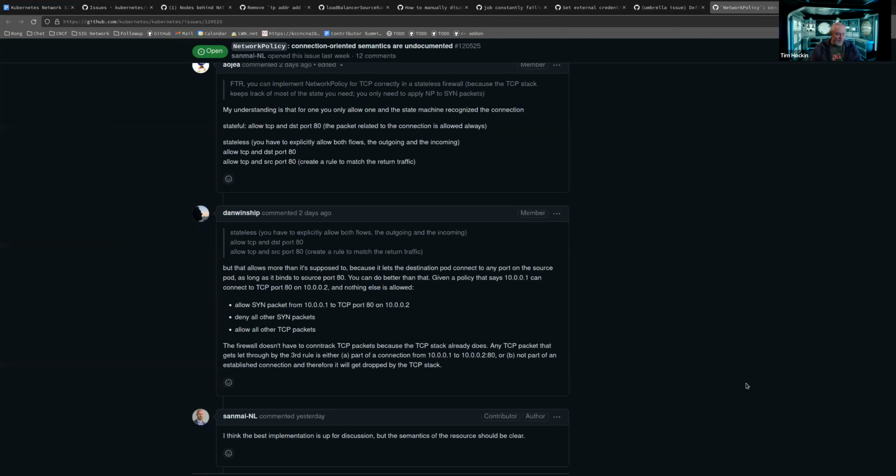I remember discussing whether we would consider it invalid for an implementation to be packet oriented instead of connection oriented. If an implementation chose, hey, there's a new policy, I'm going to break that TCP connection, is that wrong or is that acceptable? So I think that is undefined. The part that is not undefined is that if you say pod A can talk to pod B, that implies that reply packets from pod B to pod A are also allowed.